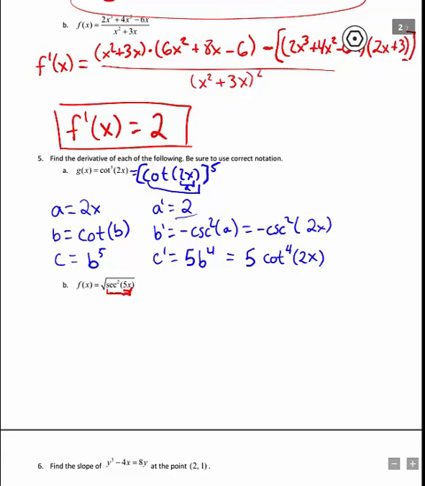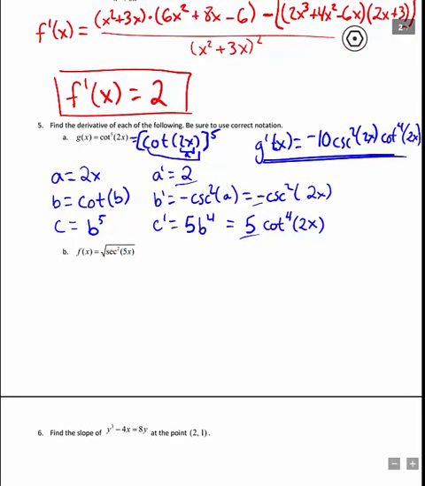Okay, now we can multiply these together. I'm going to start with the coefficients. Negative 2 times negative times 5. So g prime of x will be negative 10 cosecant squared of 2x times cotangent to the 4th power of 2x. And that's our answer.